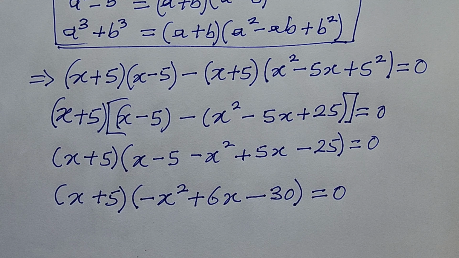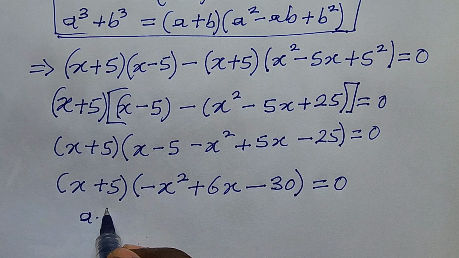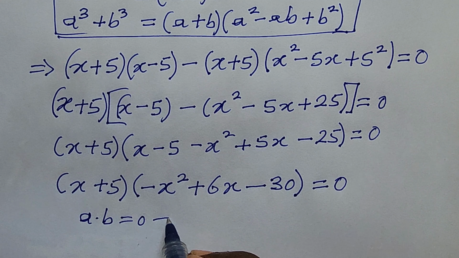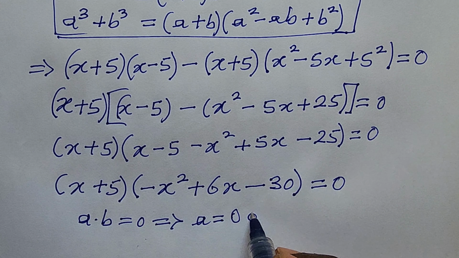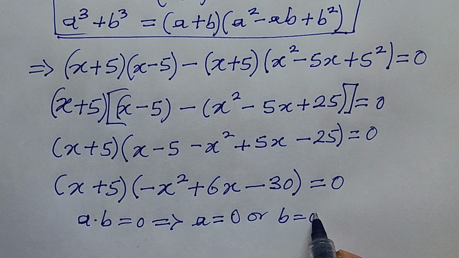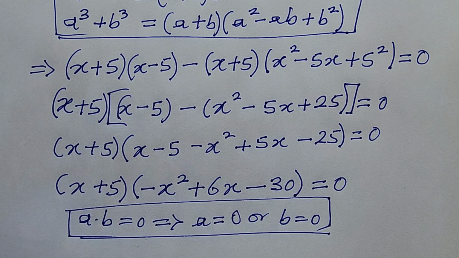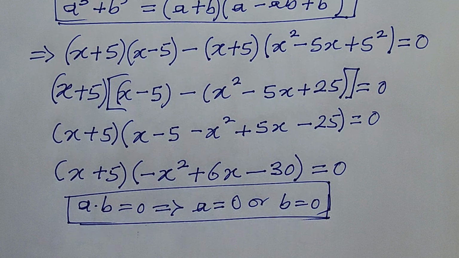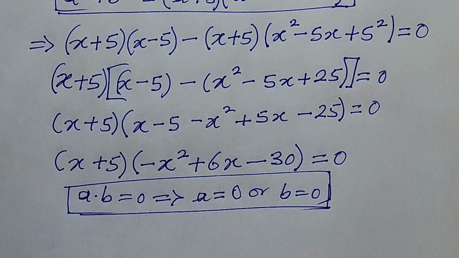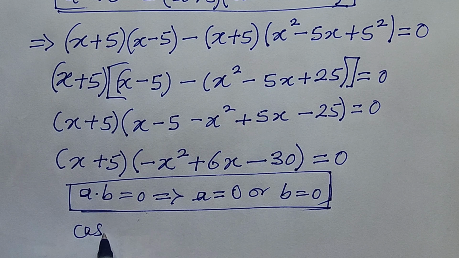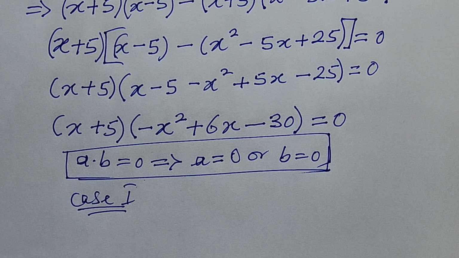So what comes to mind, we can apply the rule which says that if you have A times B equal to 0, this means that A is either equal to 0 or B is equal to 0. If we apply this rule, called the zero product rule, then we have two cases here. We can equate this to 0, and equate this to 0. So let's take case 1.